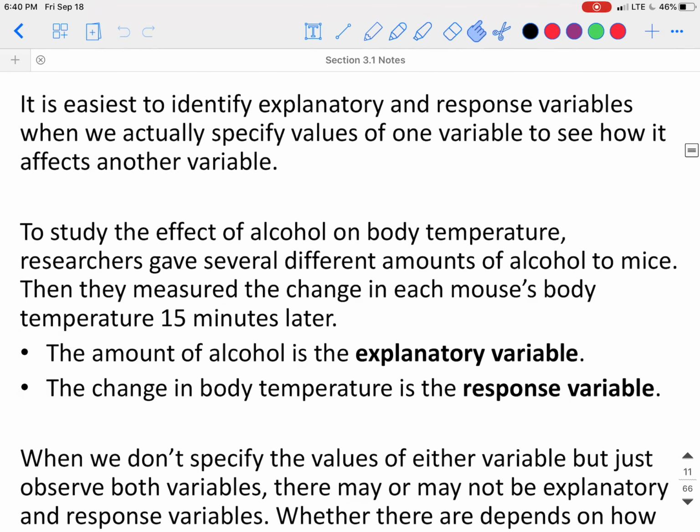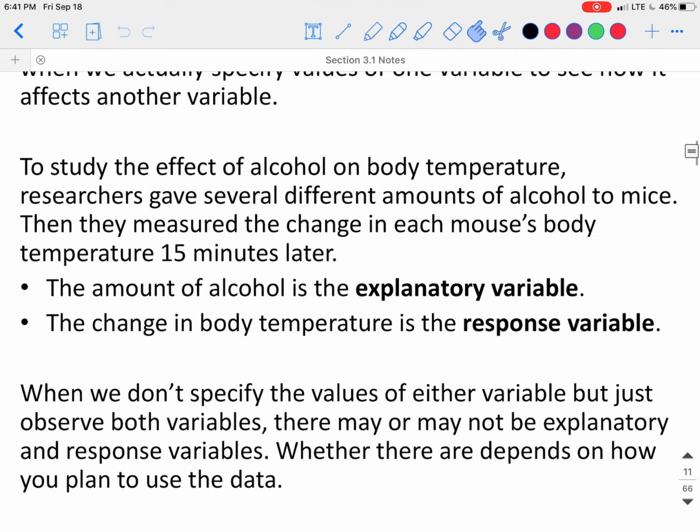It is easiest to identify explanatory and response variables when we actually specify values of one variable to see how it affects another variable. To study the effects of alcohol on body temperature, researchers gave several different amounts of alcohol to mice. Then they measured the change in each mouse's body temperature 15 minutes later. The amount of alcohol is the explanatory variable. The change in the body temperature is the response variable.